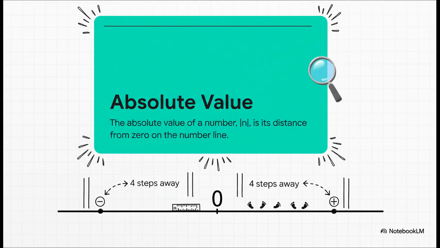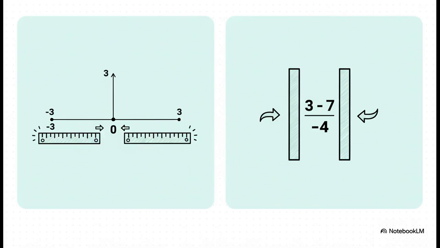It's all about distance. Now, there are a couple of key rules you've got to remember. First, the answer you get is always positive, right? Because distance can't be negative. And second, when you see those bars in a bigger equation, they act just like parentheses. You have to do the math inside them first. So for 3 minus 7, you solve that to get negative 4, and then you take the absolute value of the result, which is positive 4.